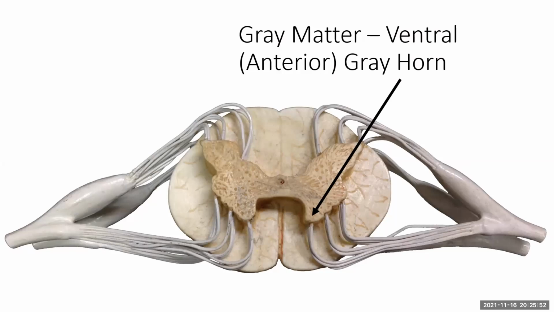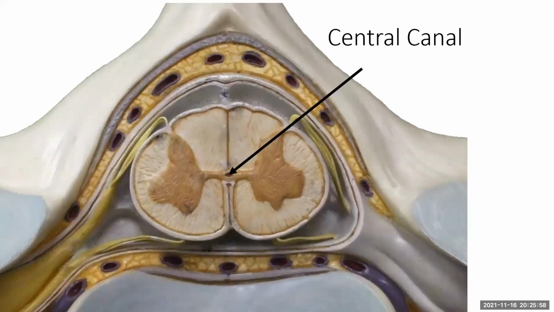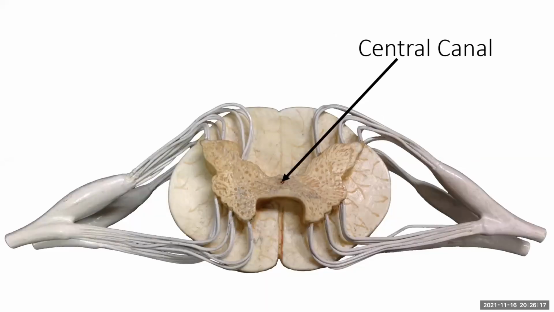Okay. So now we got two more things that we're going to see in our gray matter. At the center is the central canal. That's this hole that runs down the center of our spinal cord. It contains cerebrospinal fluid. That central canal is lined with ependymal cells, and they make cerebrospinal fluid. So here you can see the central canal on this model also.